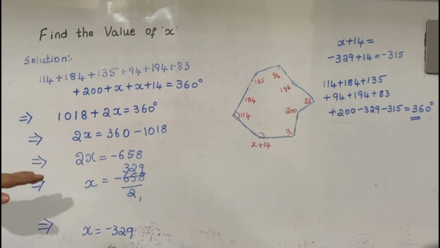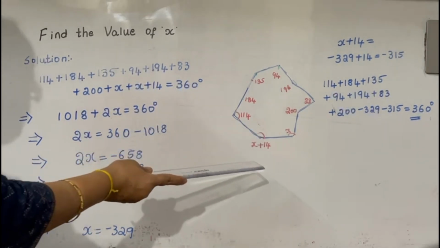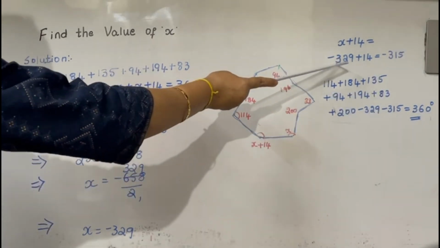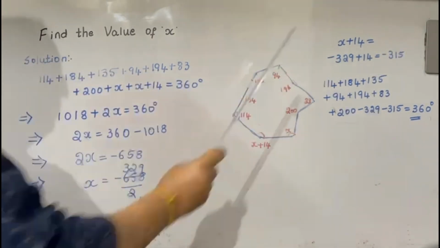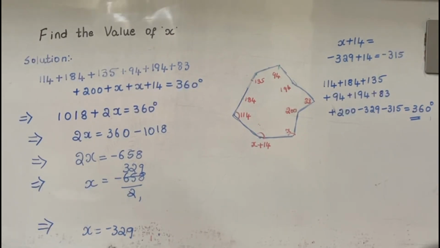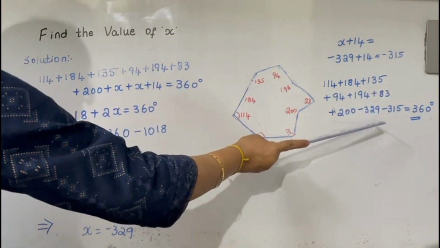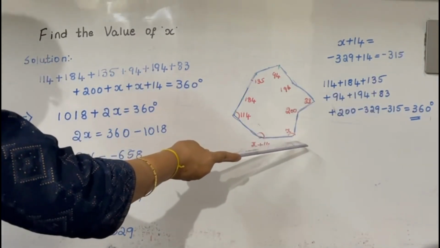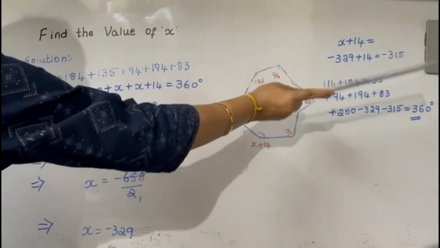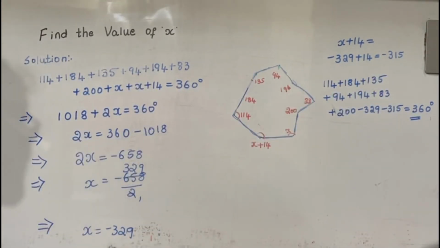So, you got the value of x here. Substitute here, that is minus 329 plus 14. You will get minus 315 degrees. So to verify it, you have to get 360 degrees. If you add everything with these two numbers, minus 329, that is the x value, and this is minus 315, you will get the value as 360 degrees. Hence, what you have done is the right thing.